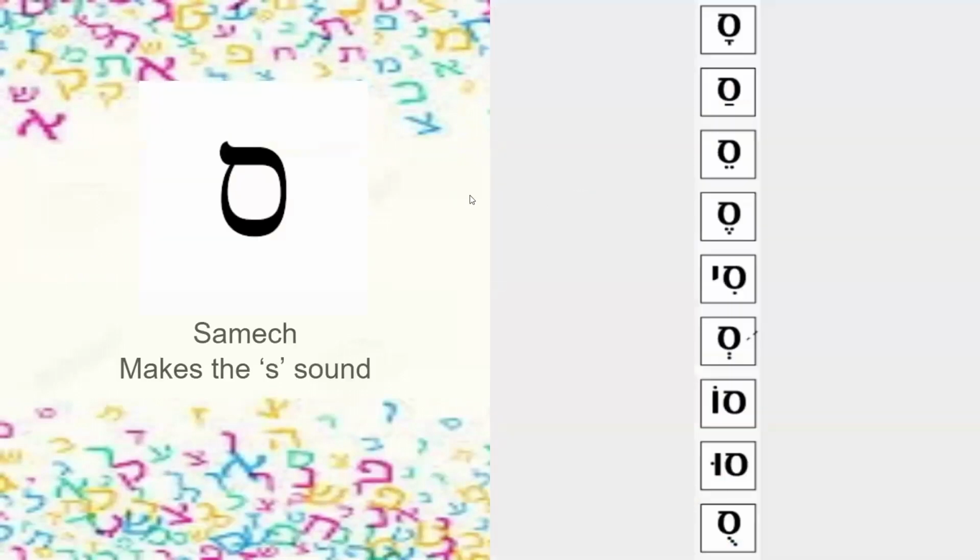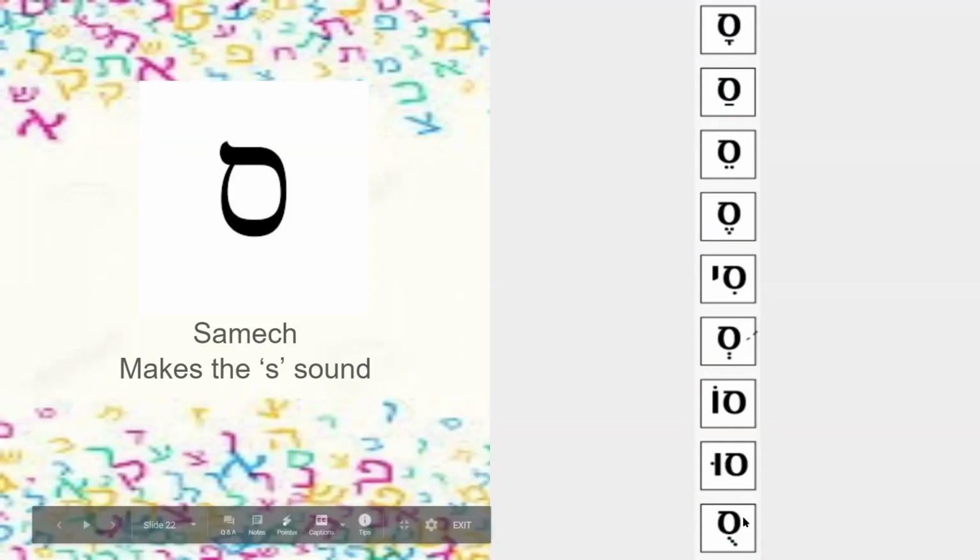Samek. Samek makes the S sound. Practicing Samek with the vowels. Sa, se, si, so, su. Samek.